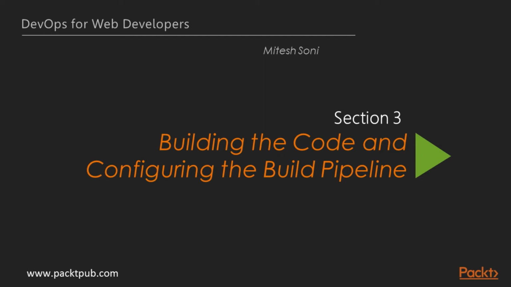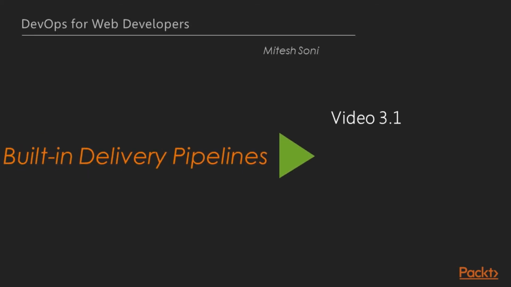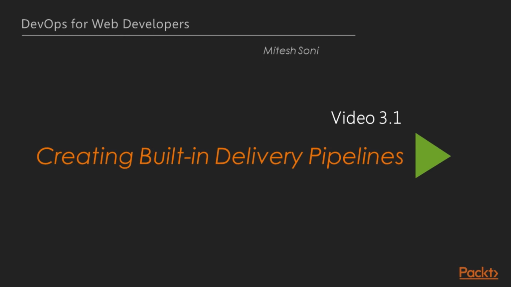Readers will learn how to manage the lifecycle of continuous integration, including pulling code from a code repository, building the code, executing unit tests, and static code analysis using different jobs. The section will demonstrate the following topics: the built-in delivery pipelines of Jenkins 2, build pipeline configuration for end-to-end automation for managing the lifecycle of continuous integration, deploying a WAR file from Jenkins to a local Tomcat server. Now we will see the first video of section 3, creating built-in delivery pipelines.